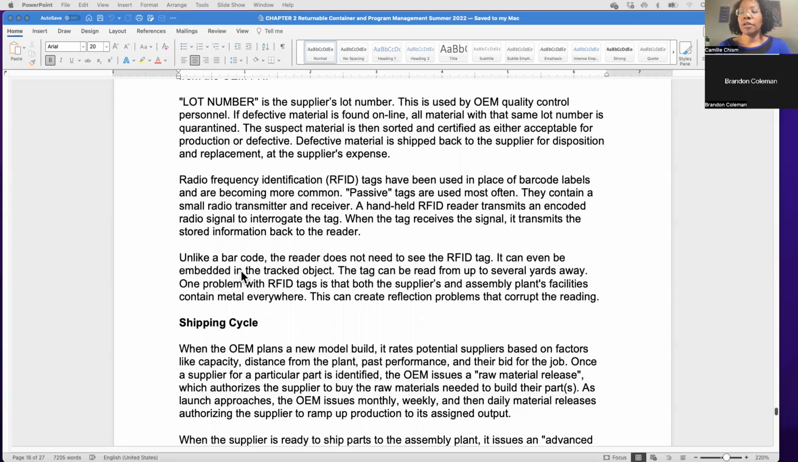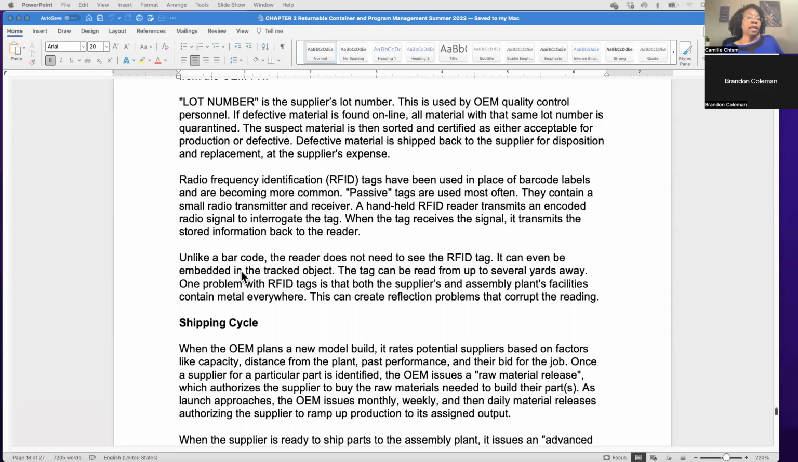RFID tags are used. It depends on the company. I've worked at companies where they used RFID tags and they even serialized the containers. Sometimes RFID tags are used to identify and track containers, and then they can track the product in it. Sometimes it's used just to keep track of those containers if they have an issue with loss of containers.